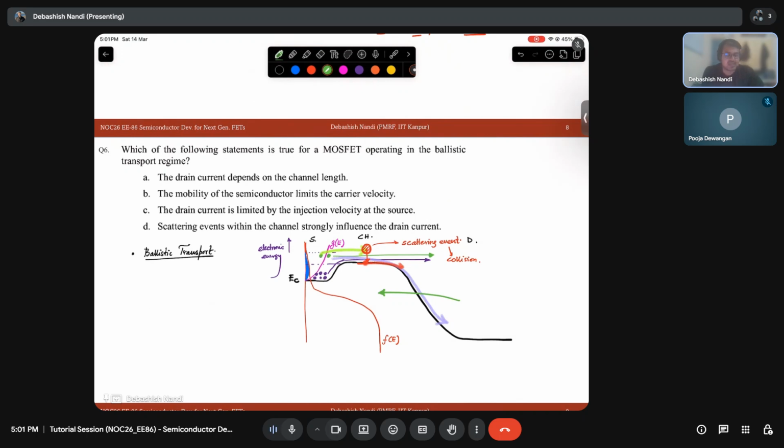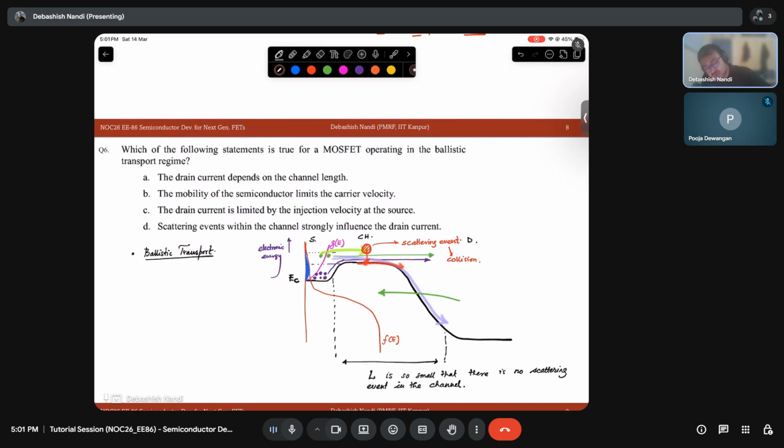That is why we are concerned about mobility, everything. Mobility is directly related to your scattering events. Now assume that this distance between source and drain, which is called the channel length, is so small that there is no scattering event in the channel.